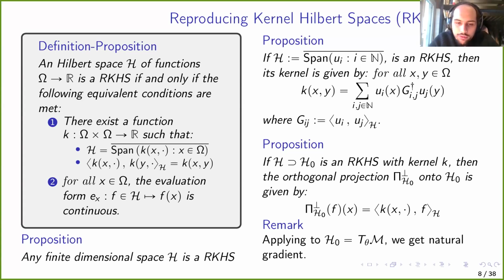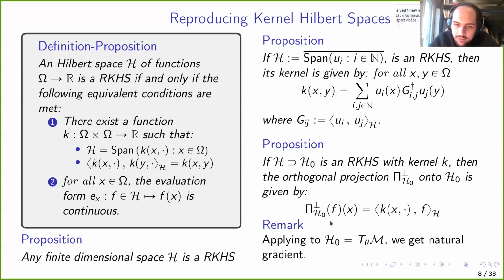Okay, it's a bit abstract, but it's a theory that is very well known and used, especially in statistics. And we have some facts. So any finite dimensional space is an RKHS. And something that is very important to us is that on a finite dimensional space, we can write explicitly the kernel using the pseudo inverse of the Gram matrix, which is the matrix defined by the inner products between the functions, so the basis of the space.